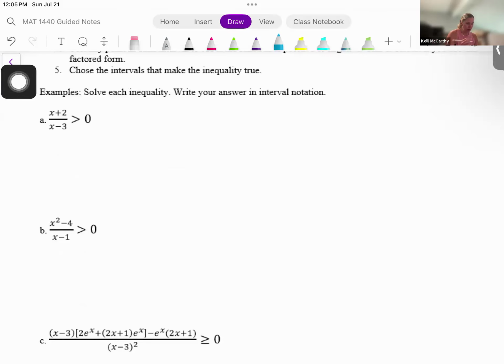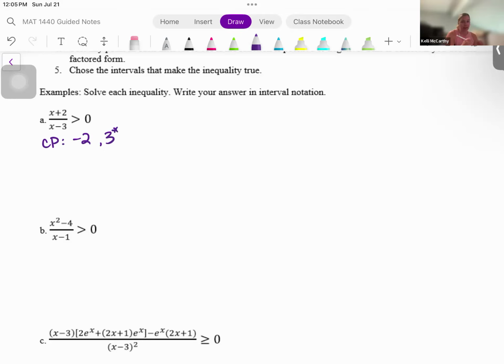All right, we've got the inequality (x + 2)/(x - 3) is greater than 0. Step 1 is already done. We have one rational expression compared to 0. So now we're going to find our critical points. Our critical points are going to be the zeros of the numerator and the zeros of the denominator. So the 0 of my numerator is -2. The 0 of my denominator is +3.